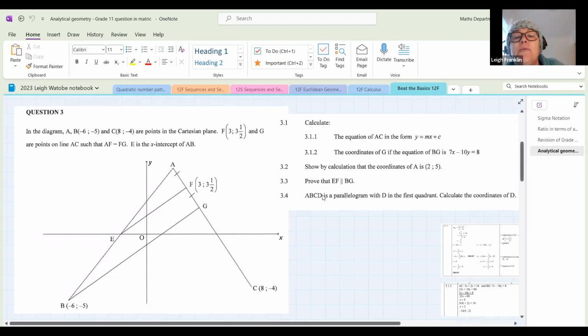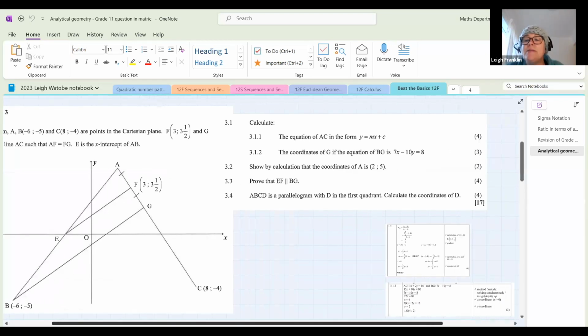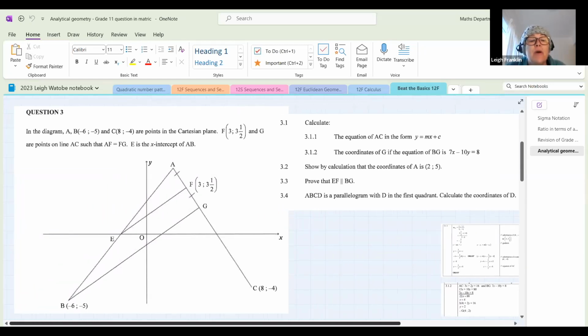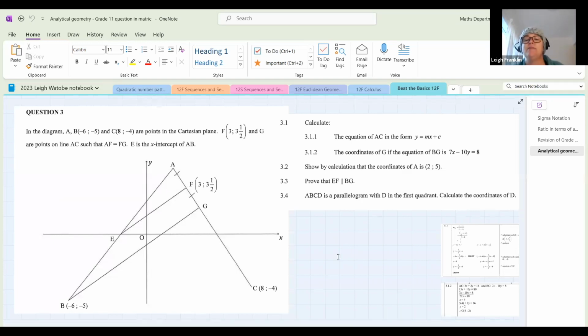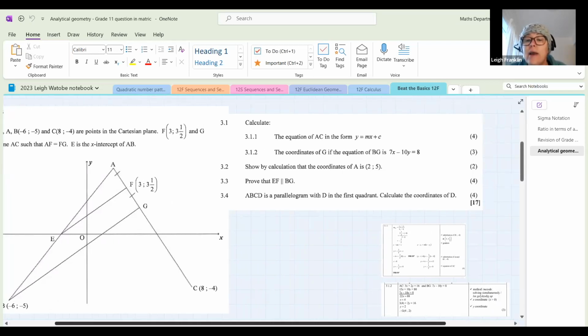Okay, let's carry on. All right, so the first thing that they want us to do is calculate the equation of AC in the form y equals mx plus c. Can you see it's out of 4 marks there? The equation of AC in the form y equals mx plus c. I would like to see you guys do that by yourselves without my assistance. We're going to mark it. It's out of 4 marks, okay?